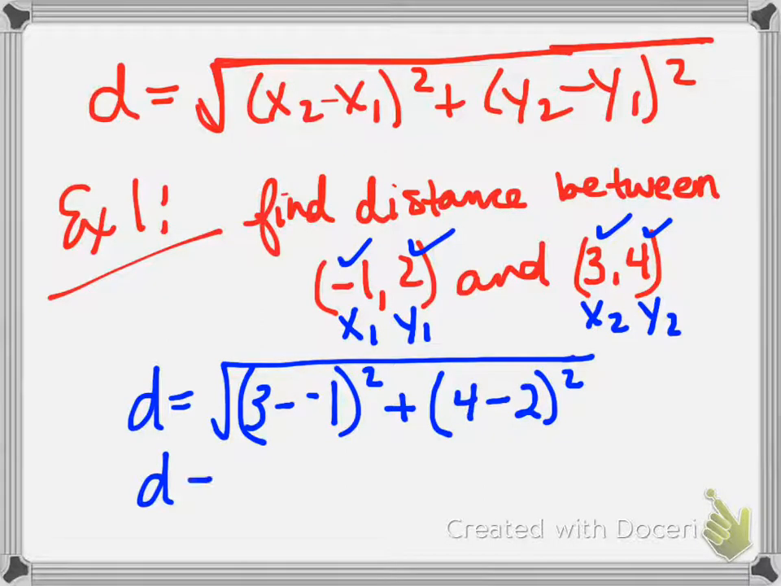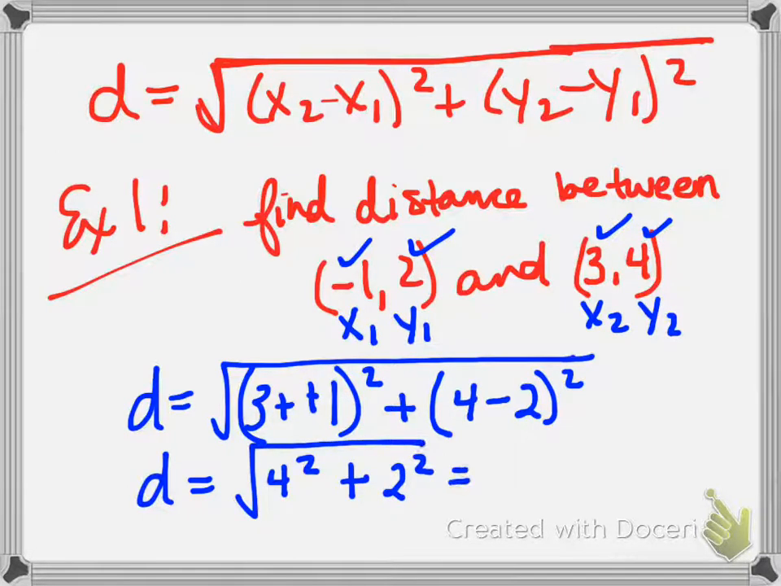So D is going to be 3 minus negative 1 changes to 3 plus 1, which is 4. So 4 squared plus 4 minus 2, which is 2 squared. The whole thing is square rooted. So that's going to equal the square root of 16 plus 4. And that's going to be the square root of 20.